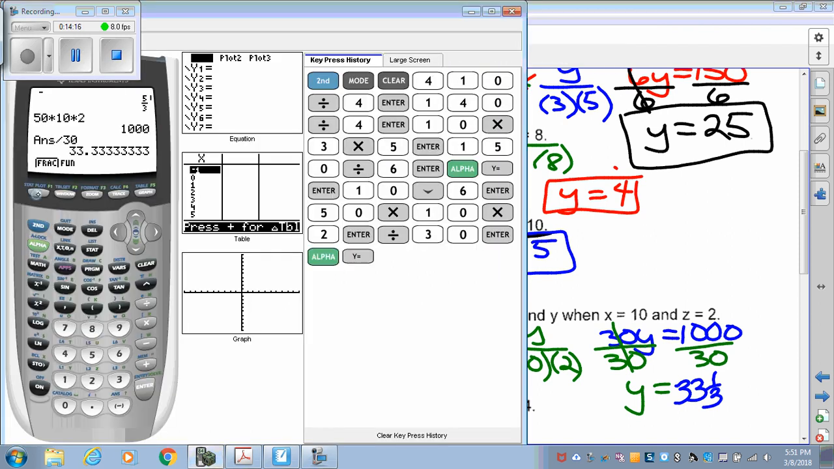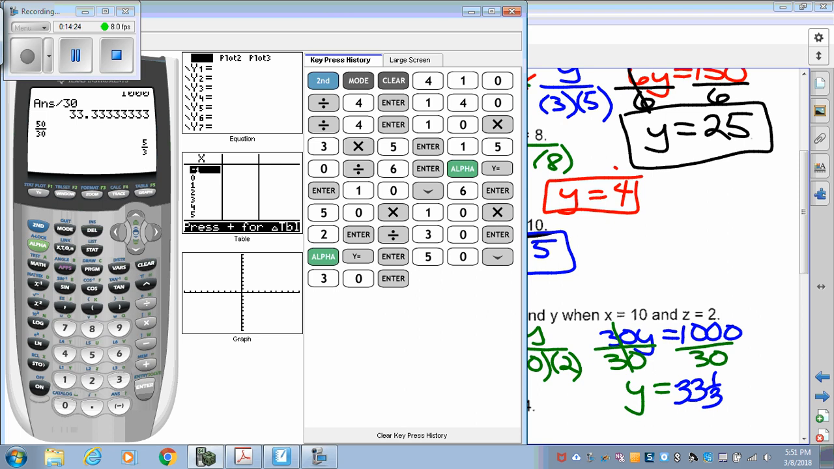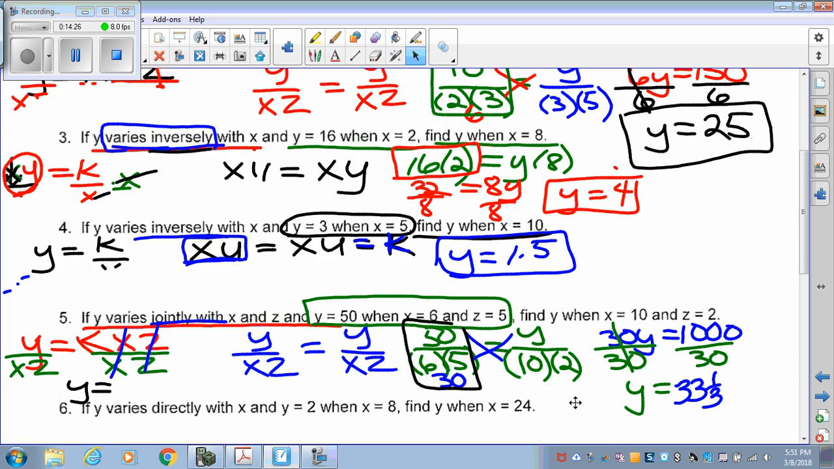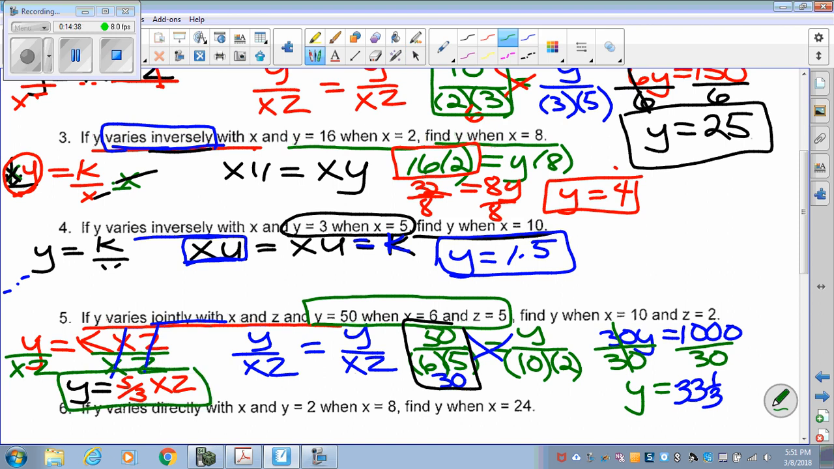So let me see what that is. I'm going to go alpha y equals, enter. I'll do 50 over 30. That's 5/3, so my constant k is 5/3. Y equals 5/3, that's k, and then you have your x and your z. All right, and that would be my model equation for the joint variation. And then actually solving the problem.